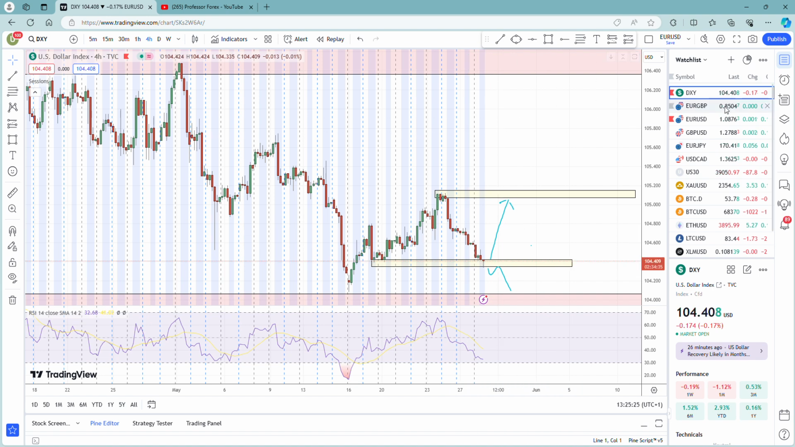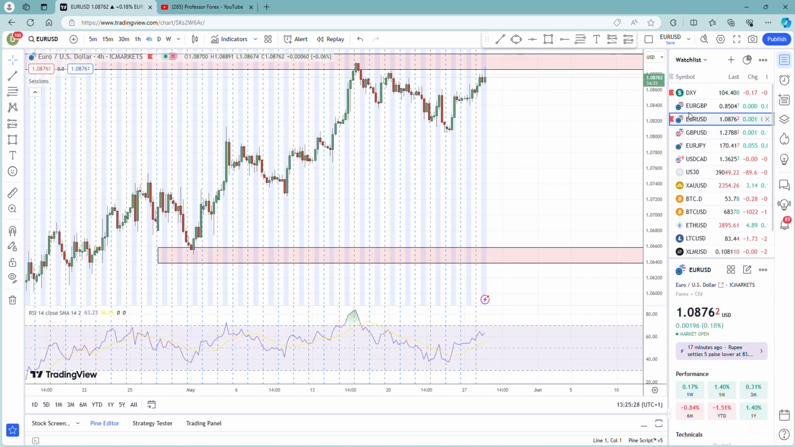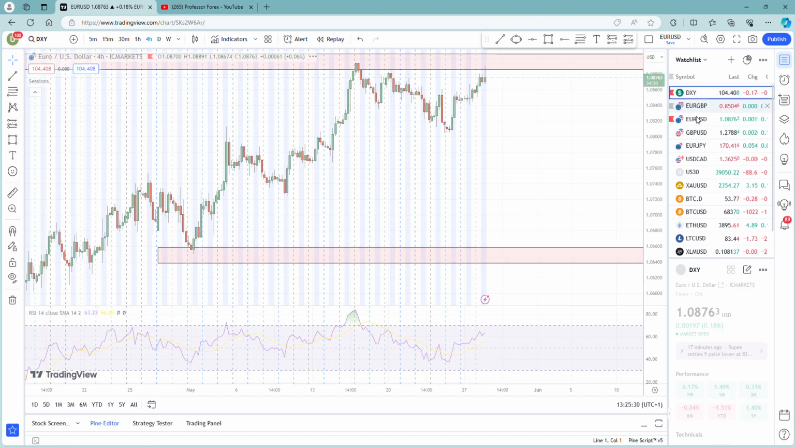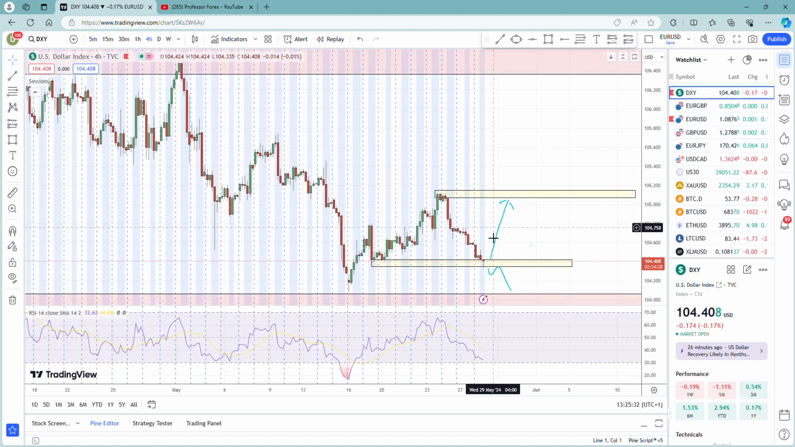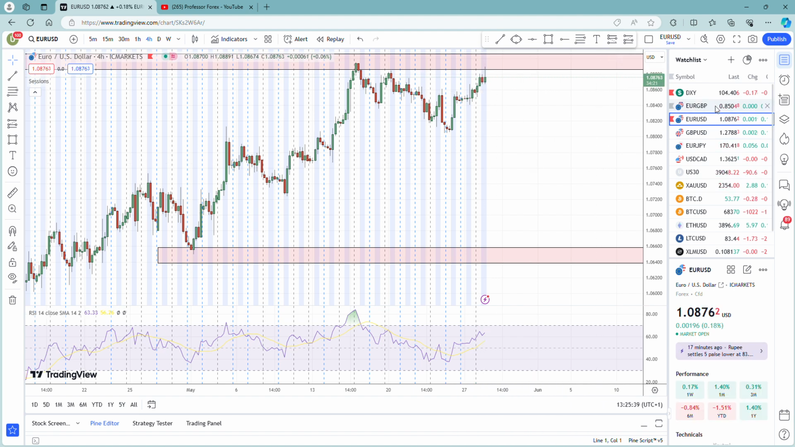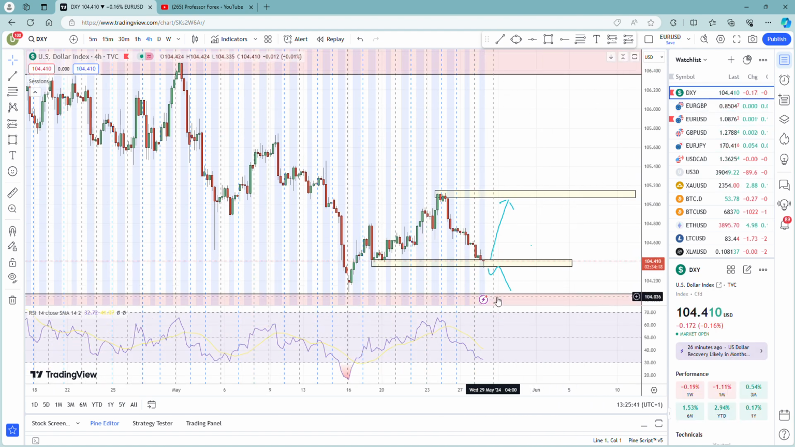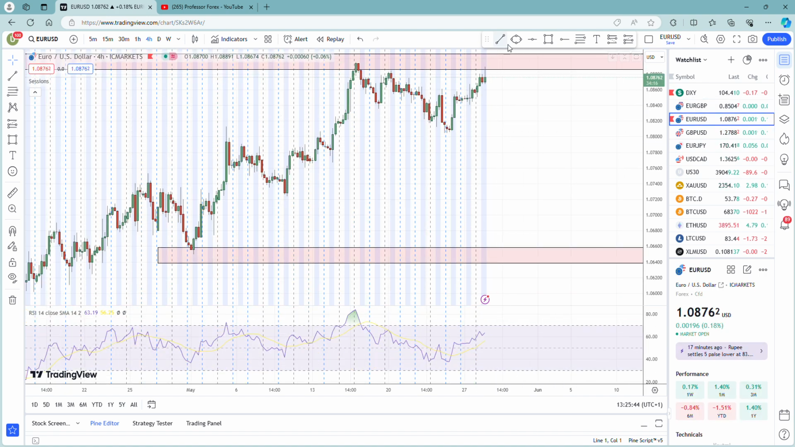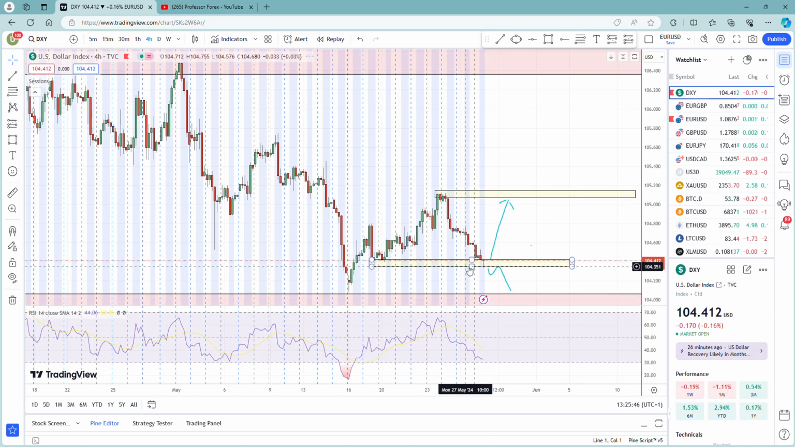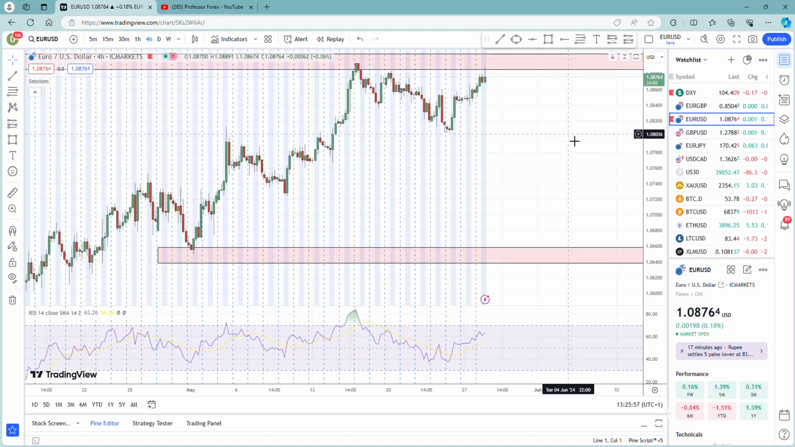and if DXY goes up, EURUSD goes down. So there's a negative correlation between the DXY and EURUSD. So as I said, I'll say it again, if DXY goes up, EURUSD will go down. If DXY continues to go down, EURUSD will go up. So whatever happens in the DXY, it's the opposite on the EURUSD and GBPUSD. So that's how you remember it. It's a negative correlation between the DXY and EURUSD.